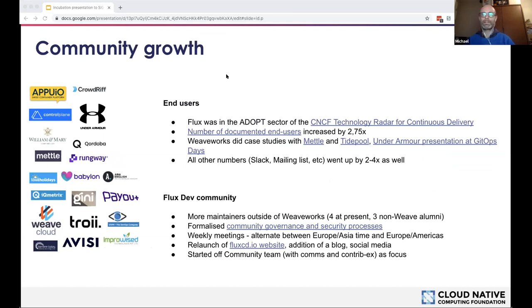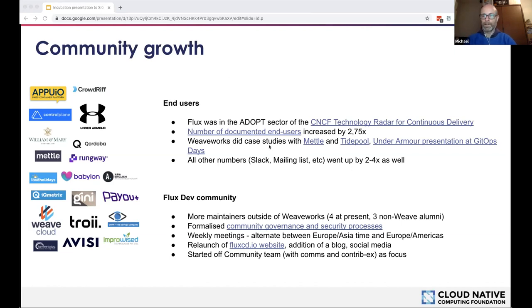Since we've been in Sandbox, where a lot of things have happened, it's been quite a growth phase for Flux. The headline with respect to production users is that Flux was alongside Helm in the adopt sector of the CNCF technology radar for continuous delivery. In CNCF's own words, that means it was widely adopted and fewer or none of the respondents recommended against using it. The respondents in this case are the end user community of the CNCF. So that's quite an endorsement, I think.